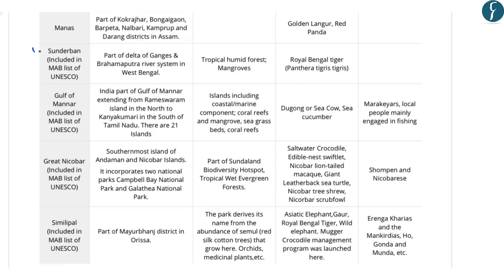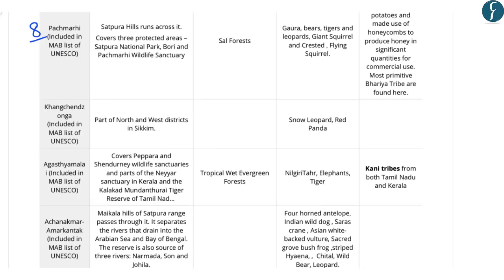Then there are the Sundarbans, which are located in West Bengal, Gulf of Mannar in Tamil Nadu, Great Nicobar in Andaman and Nicobar Islands, Simlipal in Odisha in the Mayurbhanj district. And then there is Panchmarhi in Maharashtra, which is located on the Satpura Hills. Kanchenjunga in Sikkim, and it has been recently added, and that is why it becomes important, because it is recently added into the Man and Biosphere list of the UNESCO.